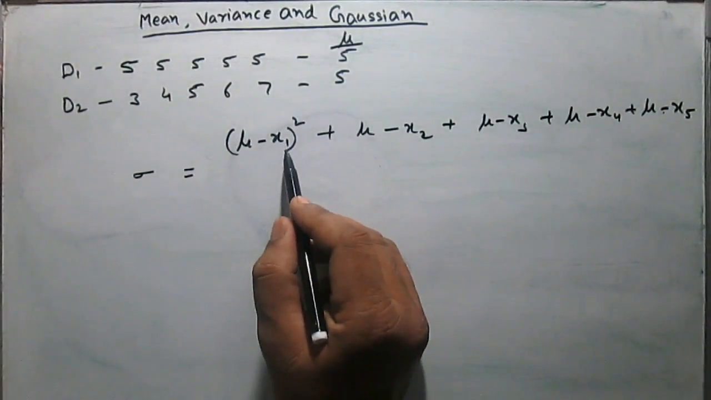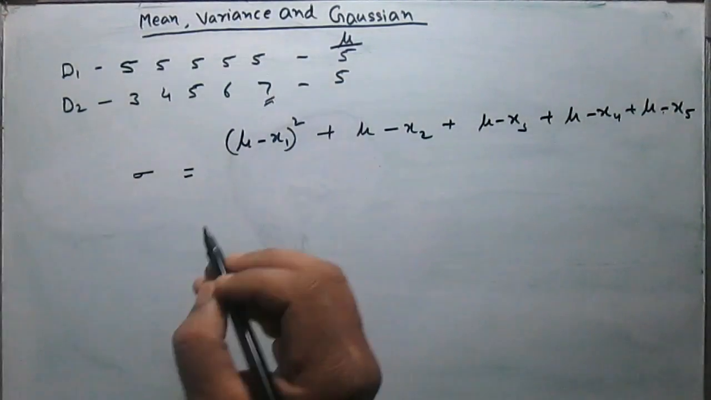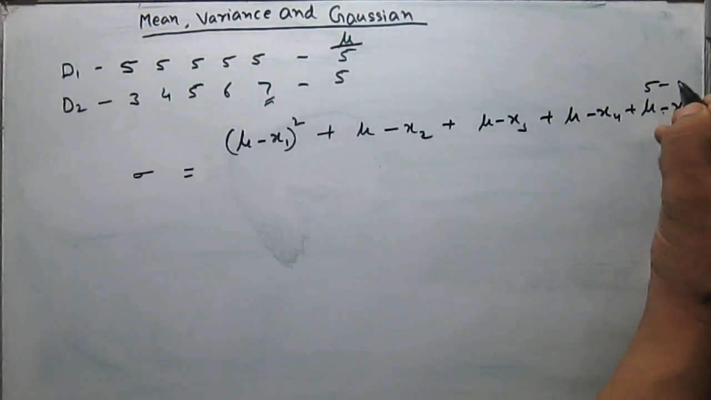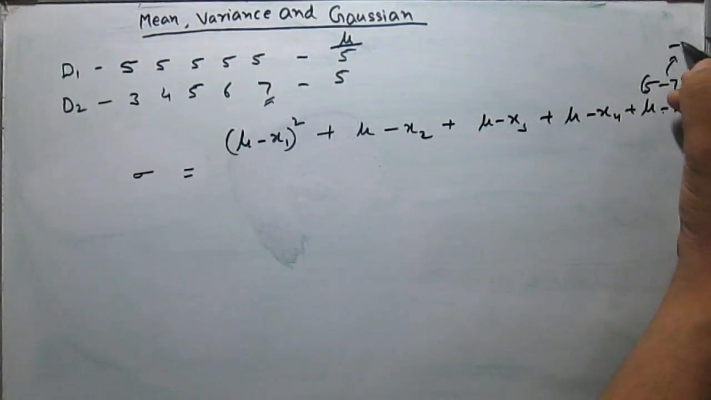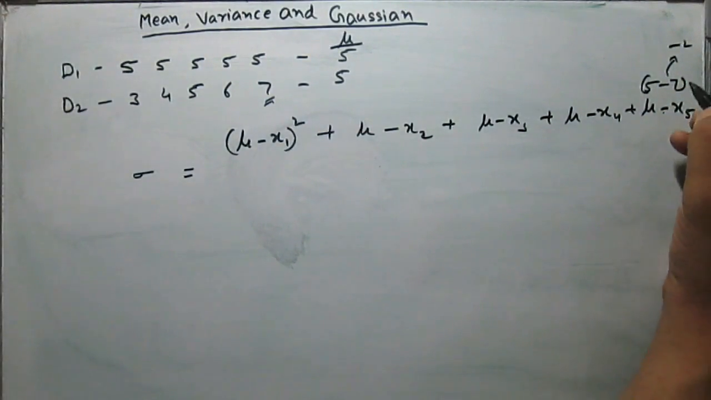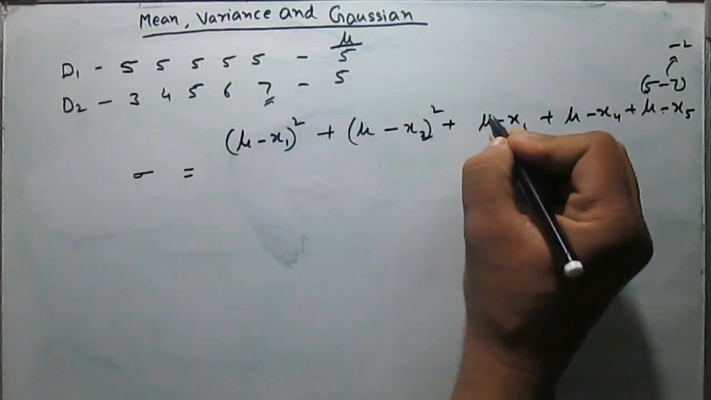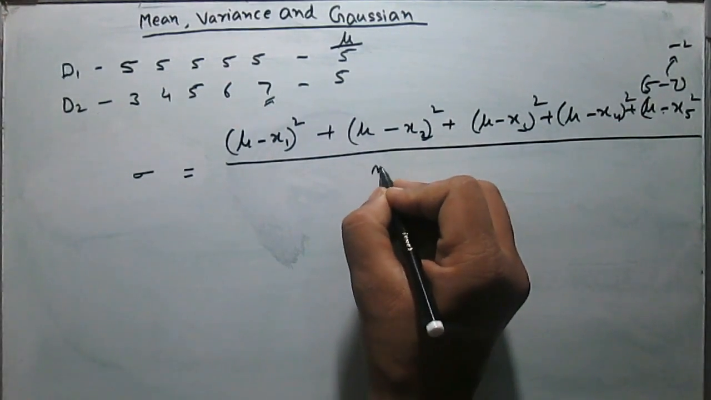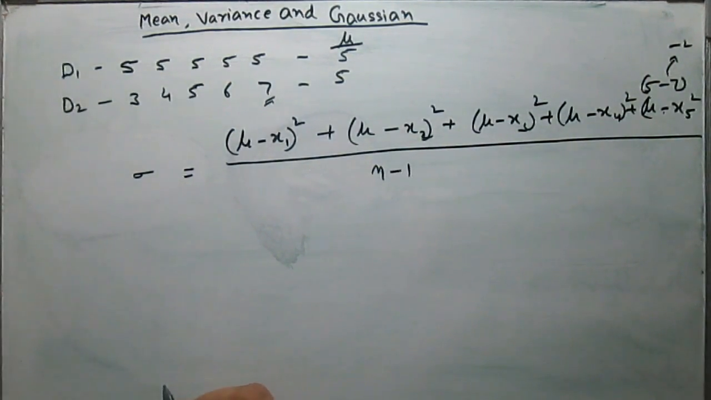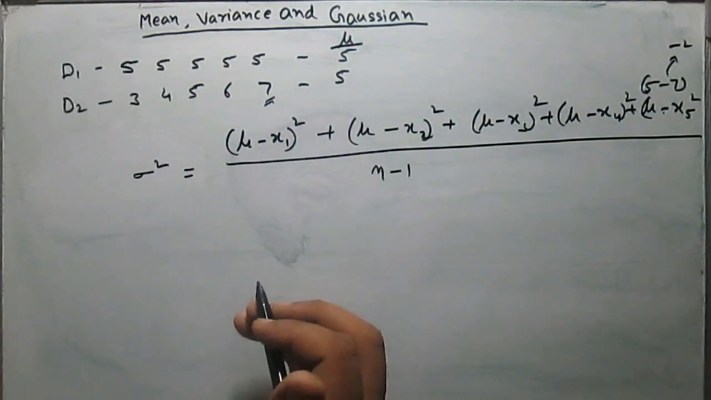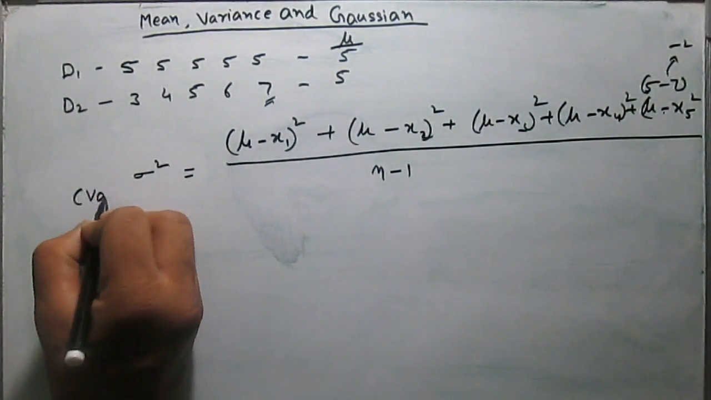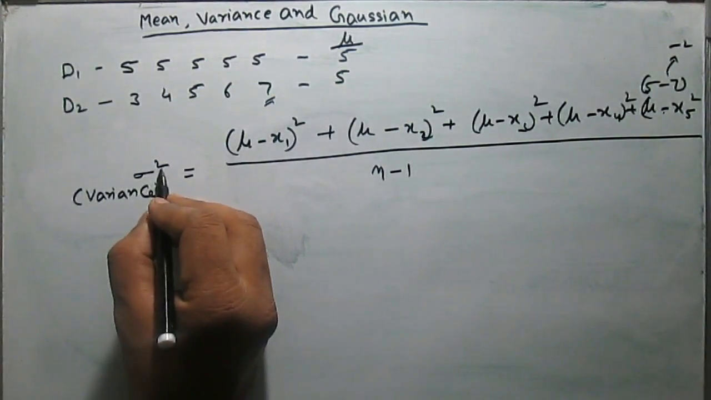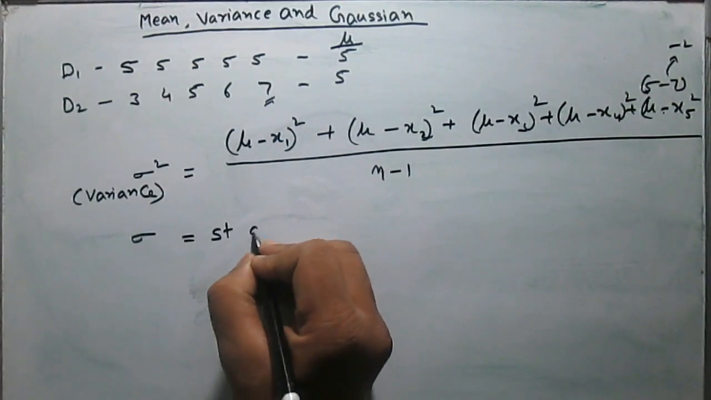we are squaring these quantities because some quantities may be negative. For example, if we consider the last value of the data set, then 5 minus 7 will become negative. So for avoiding these negative values, we are squaring these deviations and dividing these values by the total number of values minus 1. This is called the variance, which is denoted by sigma square. Sigma is called the standard deviation.